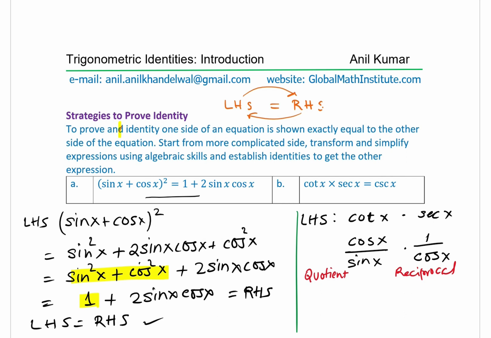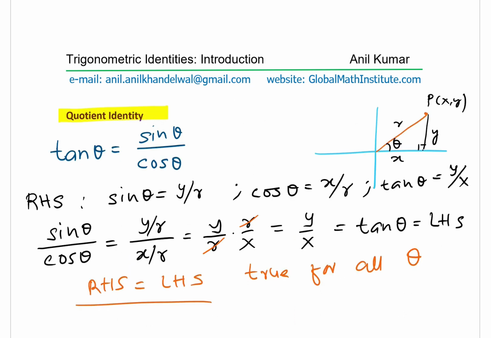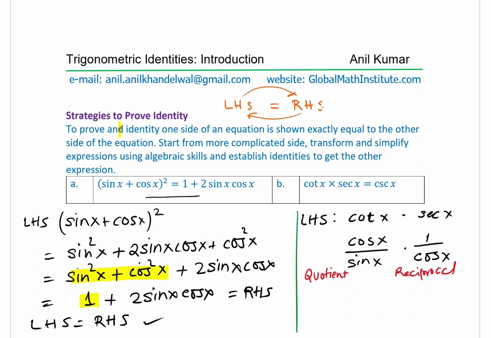Correct? So let's get back to the quotient identity, where we wrote tan θ equals sin θ over cos θ. We could also write this as cot θ equals the reciprocal, right? Cos θ over sin θ. Do you get the idea? So in solving identities, the strategy here is to convert to sine and cosine. So one of the strategies which we're talking about is also convert into sine and cosine.